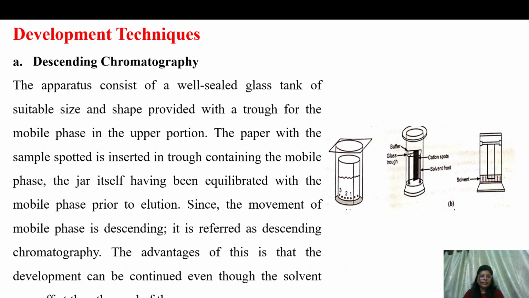Now let's talk about the development techniques. There are different development techniques in paper chromatography. The first one is descending chromatography. As you can see in the diagram, the solvent flows in a descending manner.